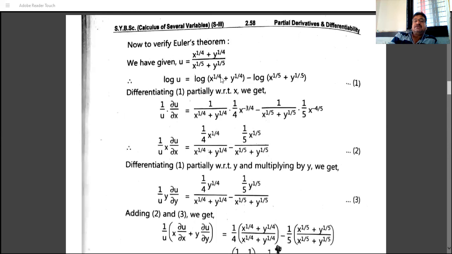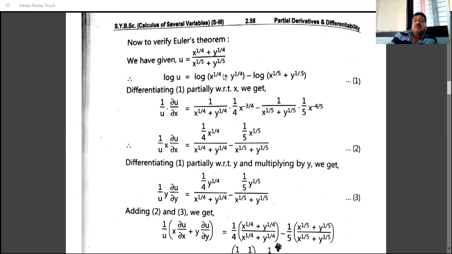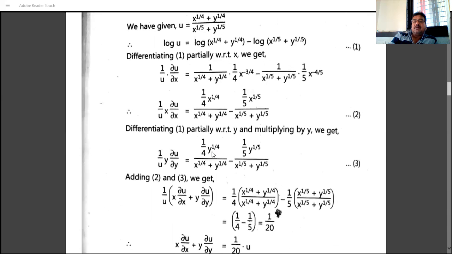Then similarly differentiate this with respect to y. So we have this derivative: y raised to 1 by 4, its derivative is 1 by 4, y raised to 1 by 4 minus 1. So 1 by 4 minus 1 is right here.